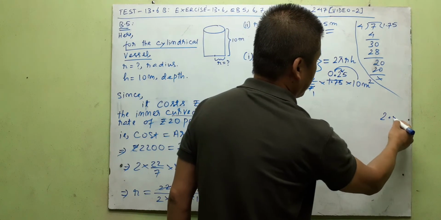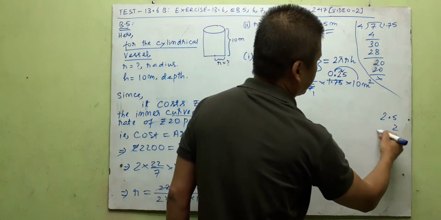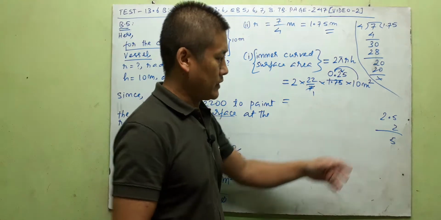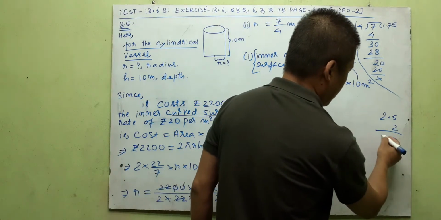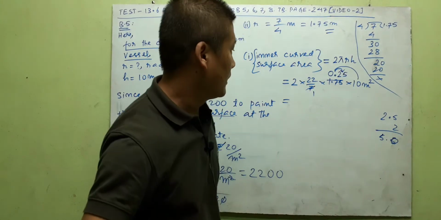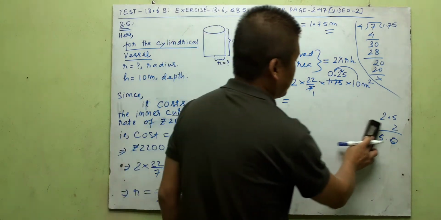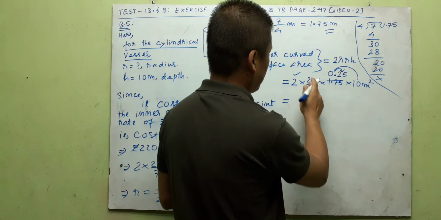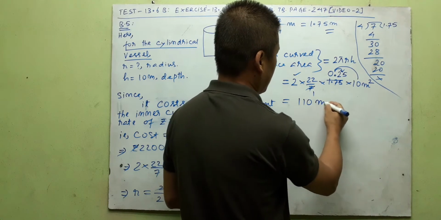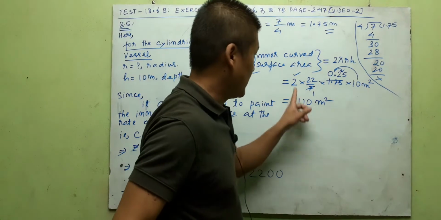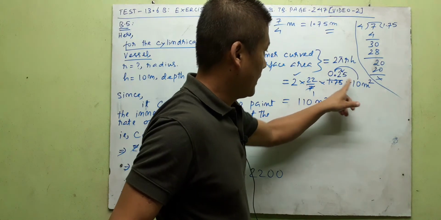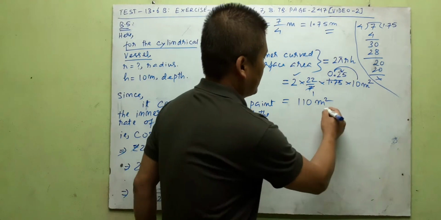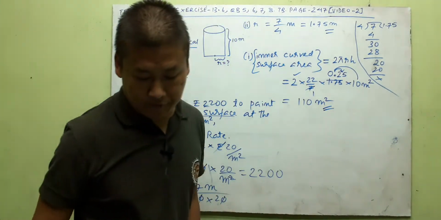So 2.5 into 2 is 5. 2.5, 2 fives are 10, plus 1, 5. That is easier to do first. So 5 twos are 10, 5 twos are 10 plus 1, 11, that much meter square. Because this has given you 5. So that is the answer number 1, inner curved surface area.